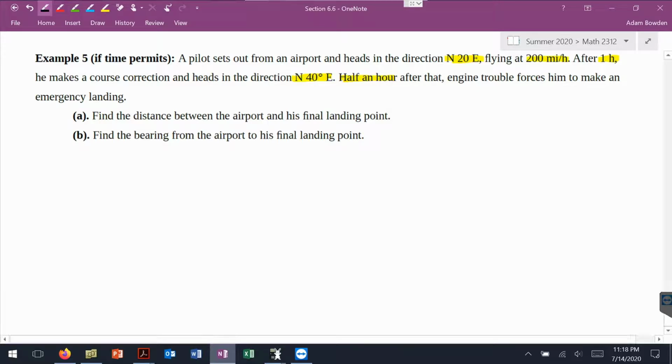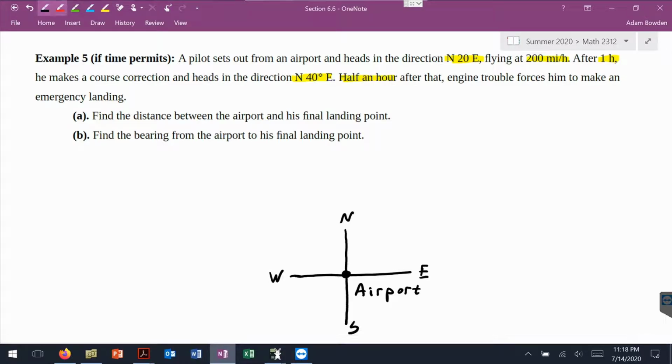Okay, so let's draw out the picture of what's going on here. So this is going to be where we start from. Okay, so this is going to be the airport that it takes off from. And it says it's heading in the direction of north, 20 degrees east. So it's going to look something like this, let's say. Heading north, but angled over to the east by 20 degrees.